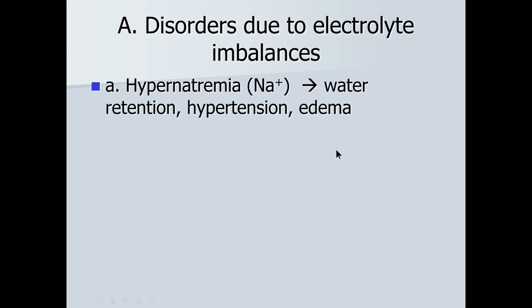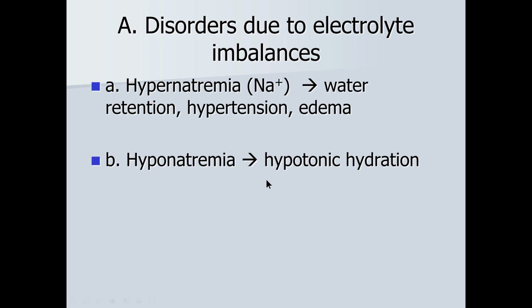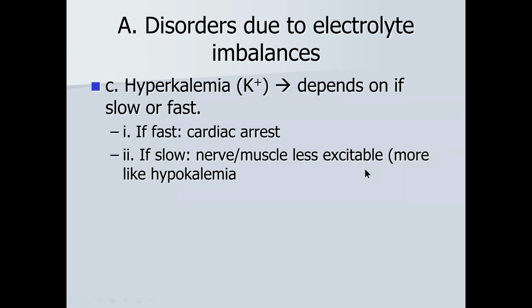Disorders due to electrolyte imbalance: hypernatremia, increased sodium, okay? Water retention, hypertension, and edema can cause hypernatremia, okay? Hyponatremia is if you ingest too much water. Hyperkalemia is something that you want to monitor. You don't want to get a fast hyperkalemia. You can go into cardiac arrest. That's one of the medications that they put in when they do the lethal injections after they get the individual asleep, potassium, to cause cardiac arrest. If it's slow, okay, you can have nerve and muscle less excitable, more like hypokalemia, and we'll go over hypokalemia in a minute. But hyperkalemia is an increase in potassium.